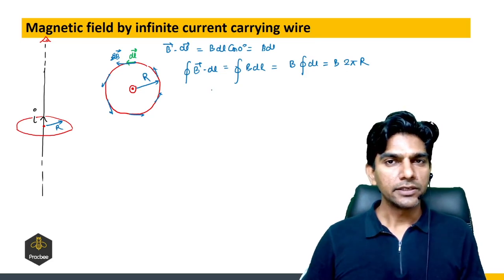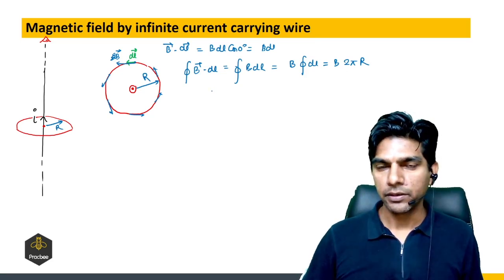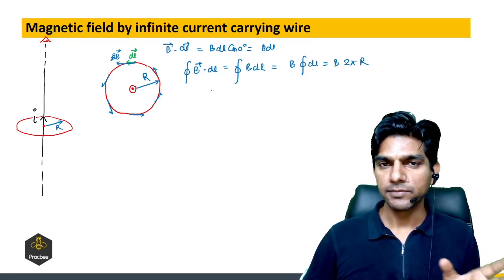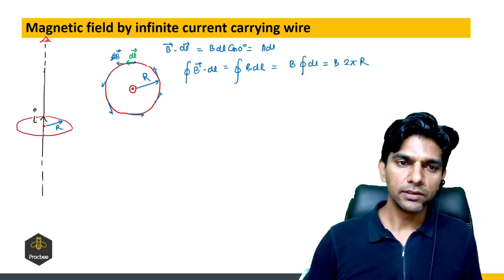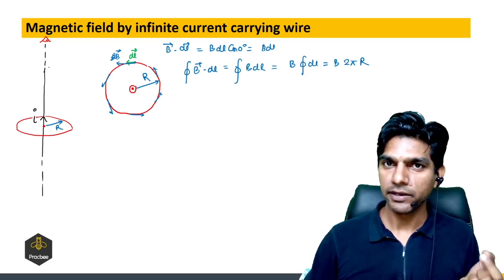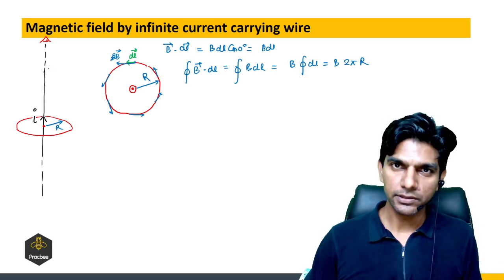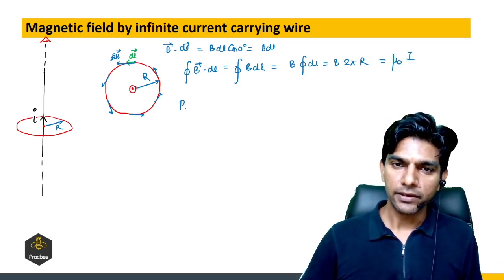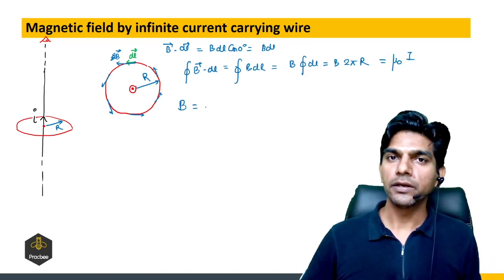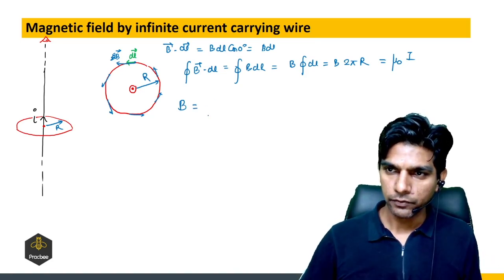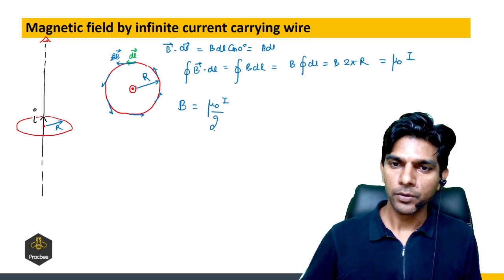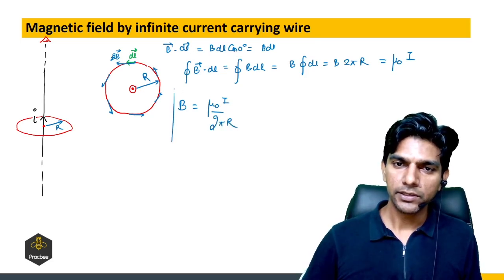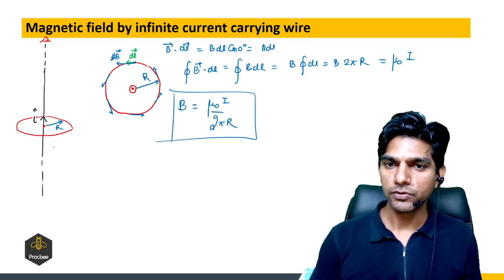Now the right hand side of Ampere's law is mu naught times the current which is piercing. Can you see this wire has current I, and this current is piercing the loop. So this will become mu naught times I. So the magnetic field due to an infinite current carrying wire at a distance R will be mu naught I upon 2 pi R. This formula we have to remember, because we're going to use it in some of the numericals.